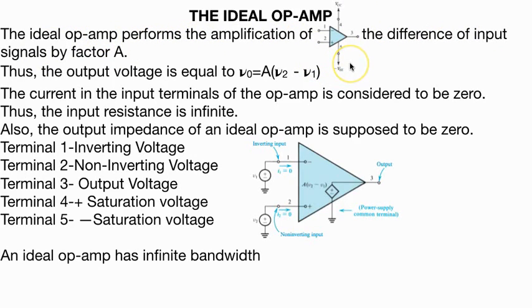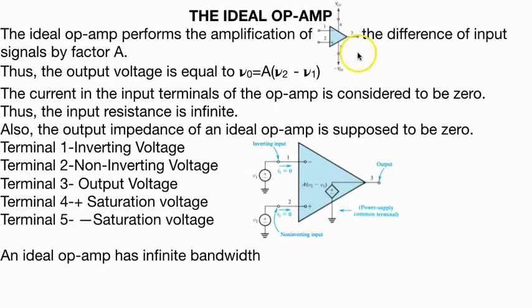You can see this is the pictorial representation of an op-amp. The main objective of an op-amp is to amplify your input signal by a factor A. We assume that the current in the input terminals of the op-amp is 0. Now let's look at this diagram that will give you better clarity about the characteristics of an op-amp.